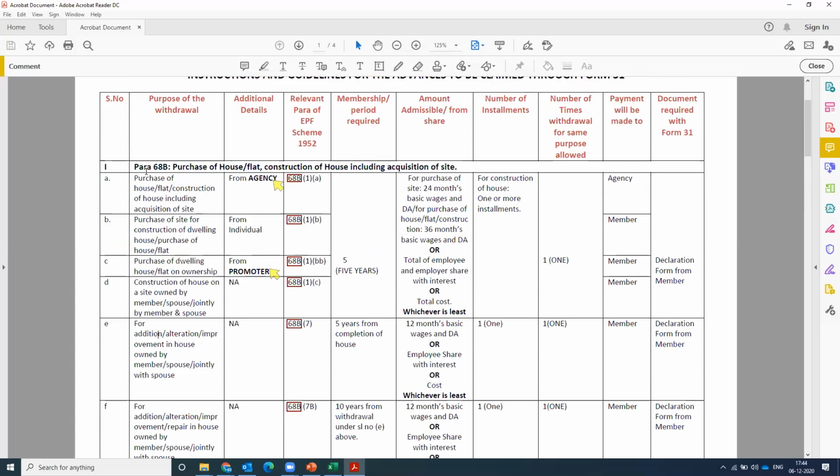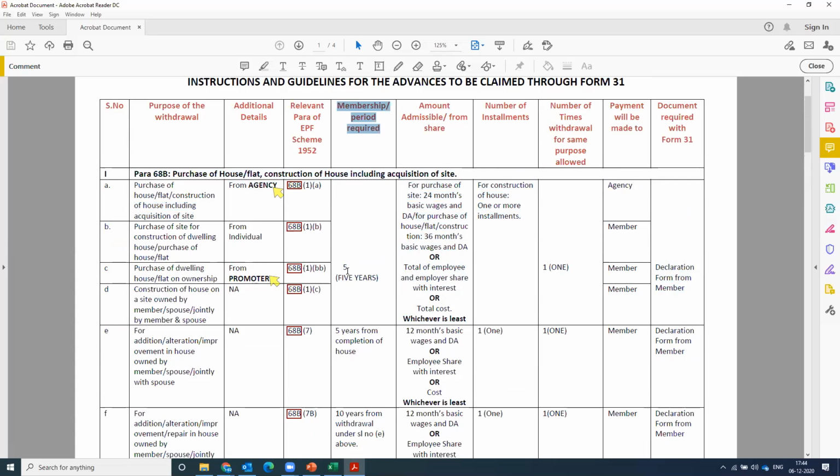The first one is para 68B, which is for the purchase of a house, flat, or construction, housing, including the acquisition of the site. That includes all these cases for the construction or the purchase of a house. Membership period required: if you want to withdraw the PF advance for the purchase of a house, flat, or construction of a house, the employee must have served and contributed for at least 5 years in EPFO.